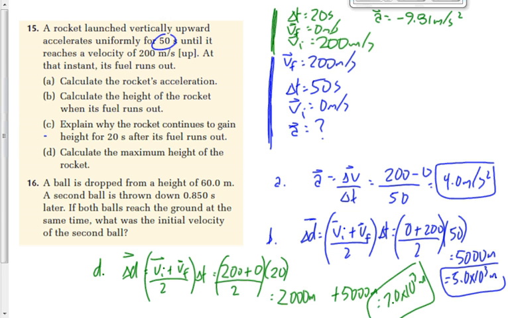How many people got 7,000 for that? Good. That's a tough question. Okay. All three of these, 14, 15, 16, all tough questions. Good questions, though.